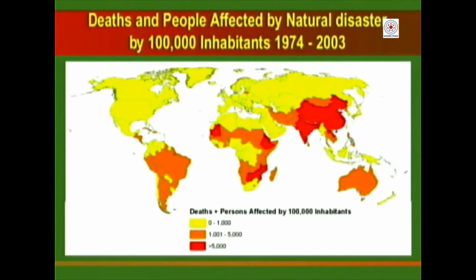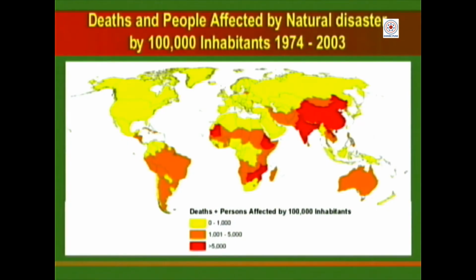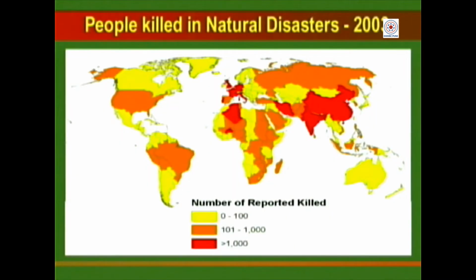Also, in the number of deaths, once again India and China, this particular part of Asia, have always been topping. More than 5,000 people have been affected, deaths plus persons affected per 1 lakh inhabitants, as you can see; the profile will make it clearer. Number of people killed in 2003: India and China once again topping.